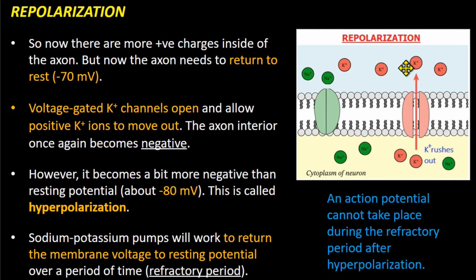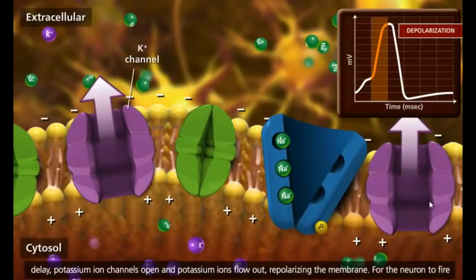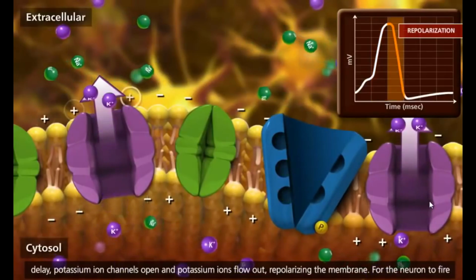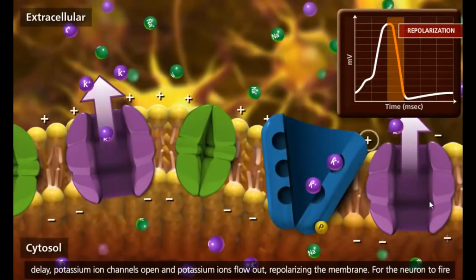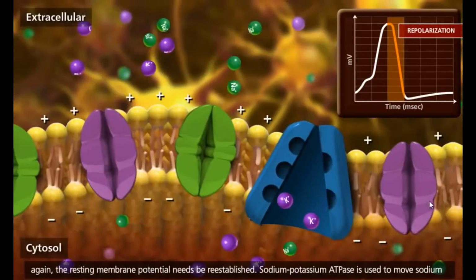So it's going to flip back from positive back to negative. So how does that happen? Well, they have voltage gated potassium channels. These are going to open due to the change in voltage inside here. And this is going to allow positive potassium ions to move out. So these potassium ions are going to move out here, and this is going to lose the positive charges, and it should go back to negative, which is resting potential.